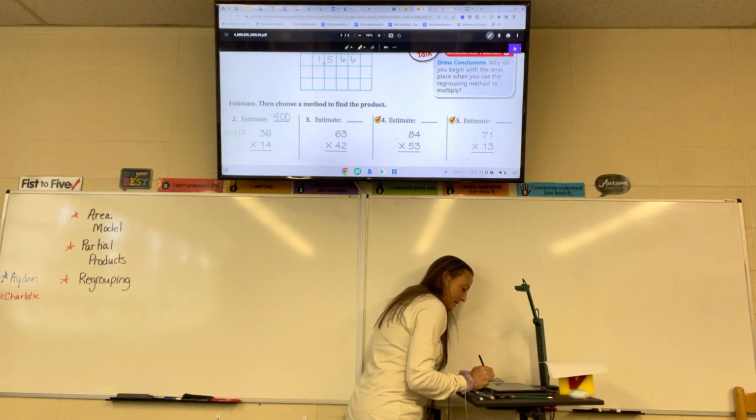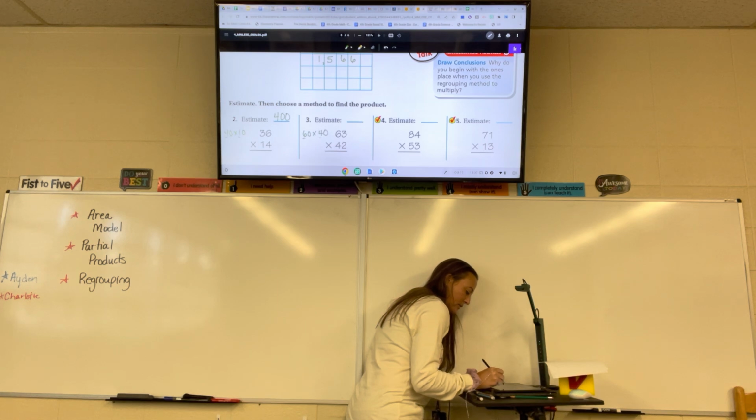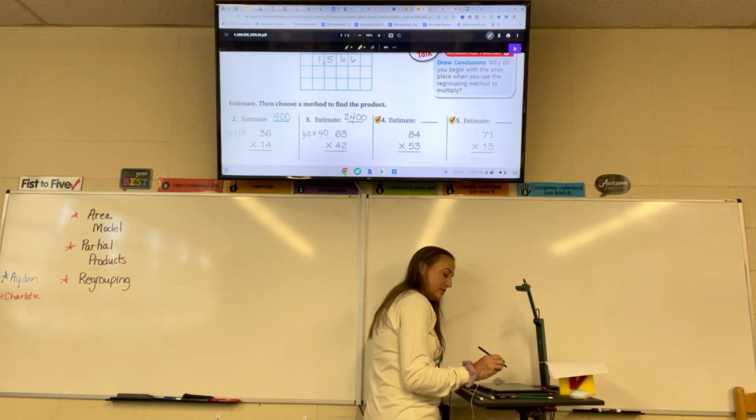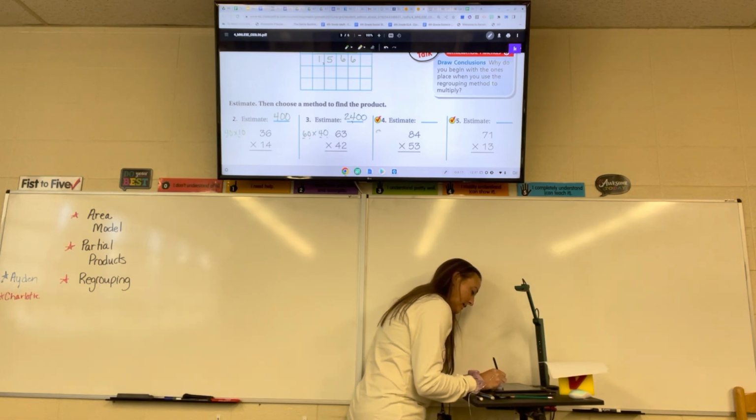Number 3, what does 63 round to? 60. What does 42 round to? 40. Okay, 6 times 4? 24 with 2 zeros. Good. 84 rounds to? 80. And 53 rounds to? 50. 8 times 5? 40. 40 with? 2 zeros. Very good.